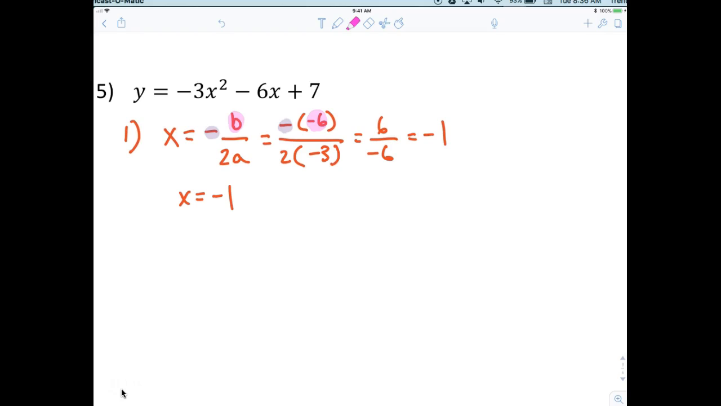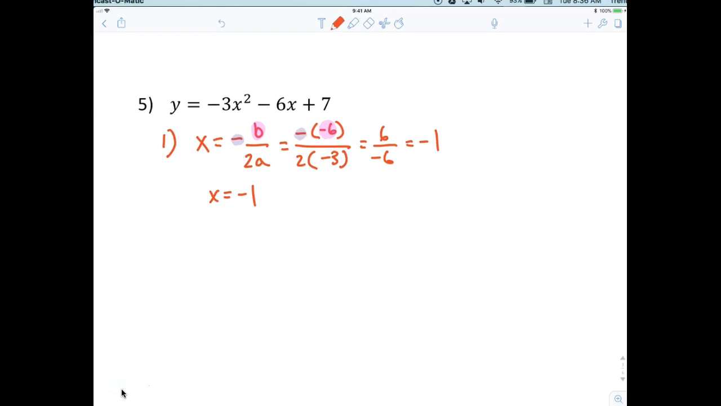All right. So now, step 2, which I had about 5 questions on. So let's knock it out right now. What do I do with negative 1? Plug it into the equation. That's all you have to do. So step 2, y equals negative 3 parentheses negative 1 squared minus 6 times negative 1 plus 7.